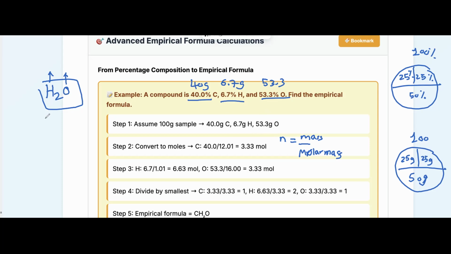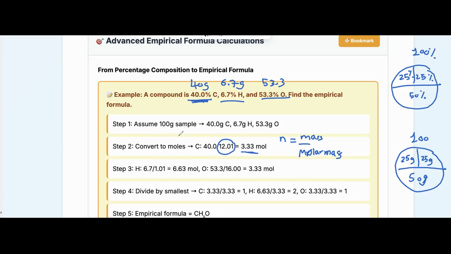Why do you need to get the number of moles? Because you need to know the ratio between this one and this one. If it is 2 to 1, I have 2 hydrogens for every 1 oxygen. My example is not water, it is something else. I'm just using water to explain. So I have carbon here, the number of moles: the mass is 40 grams divided by its molar mass, 12. So 40 divided by 12 is equal to 3.33.